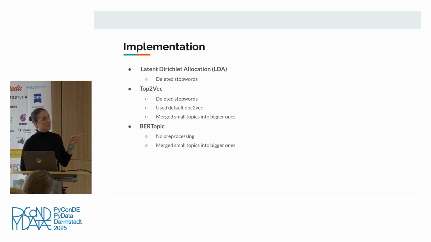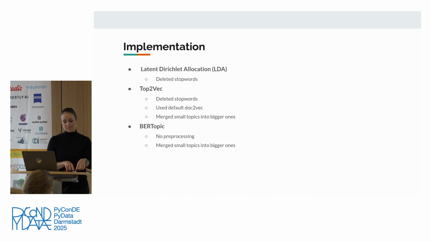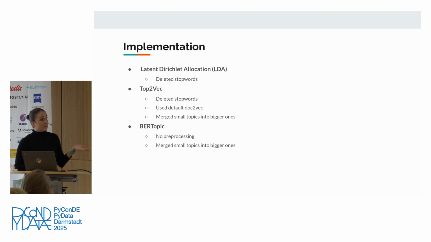However, Top2vec supports hierarchical clustering. So what you could also do is check the hierarchy and then merge topics together which are together in the graph, and then they fork and become smaller topics. For BERTopic, I didn't do any preprocessing because it uses BERT embeddings, but I also merged smaller topics into bigger ones.